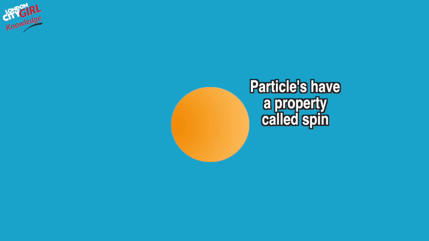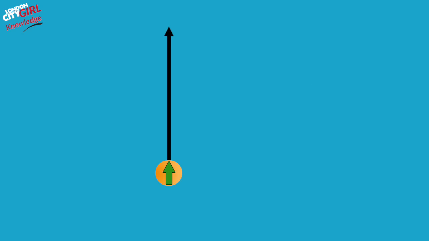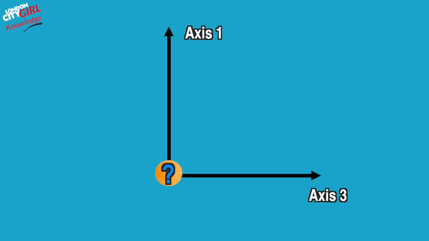Particles have a property called spin, and when the spin of a particle is measured, it will be either spin up or spin down in the axis that it is measured. Let's take an example. Say we take a particle and we know that it is spin up in axis 1. What happens if it is measured in axis 3?